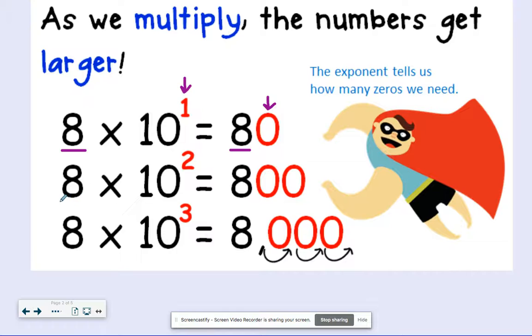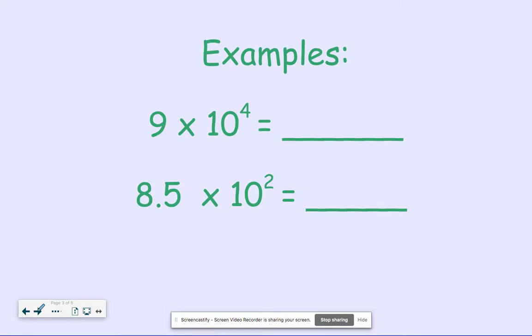So we have our base number of 8. And our exponent says 2, so we have 2 zeros. Base number 8. The exponent says 3, so we have 3 zeros. It's that simple. Let's give it a try.